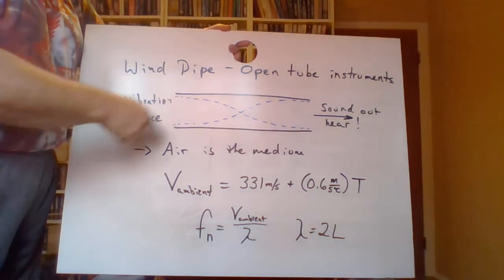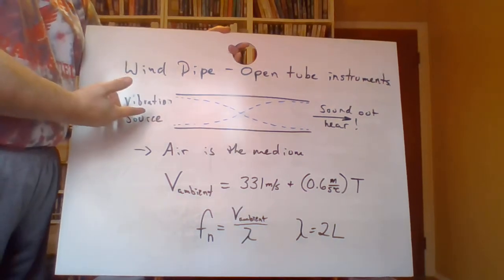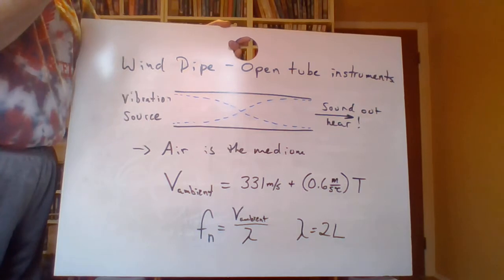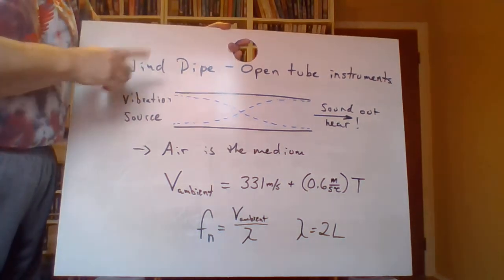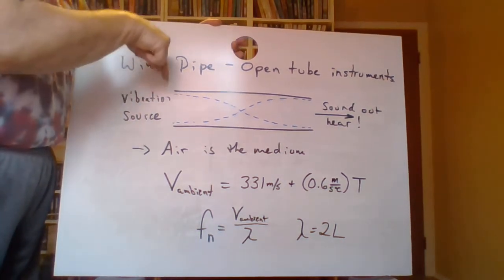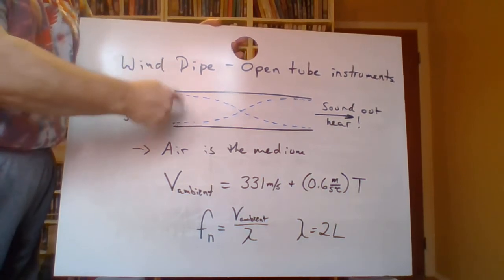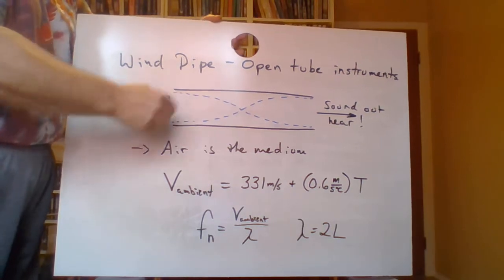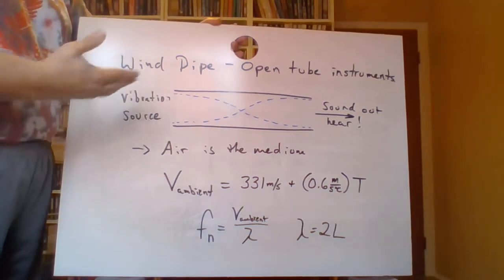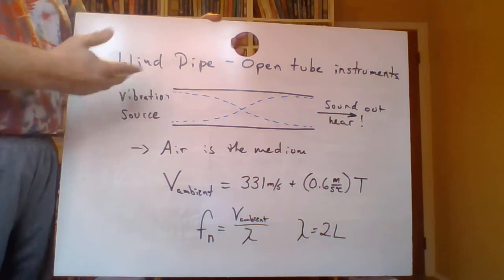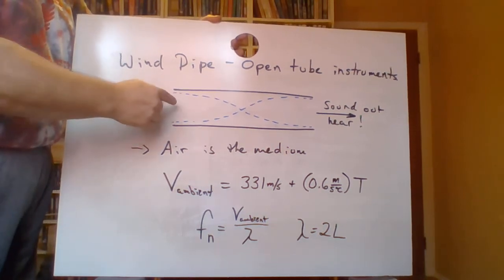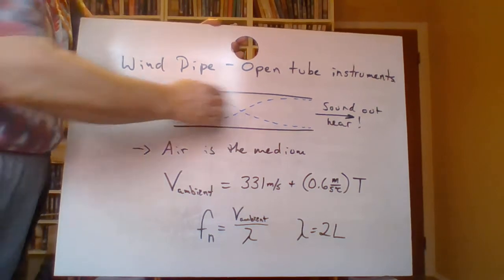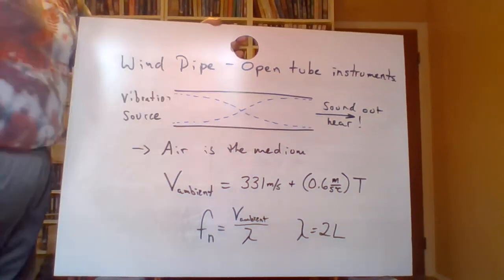So if your vibration source is over here, for instance, on a brass instrument, this would be where the mouthpiece is, and the brass player is vibrating their lips. For a flutist, they would be blowing across this, and the turbulence created by that air going across is creating the vibration source here. For a clarinet, this would be where the reed is vibrating at the one end of the clarinet, and down here is the bell of the clarinet.